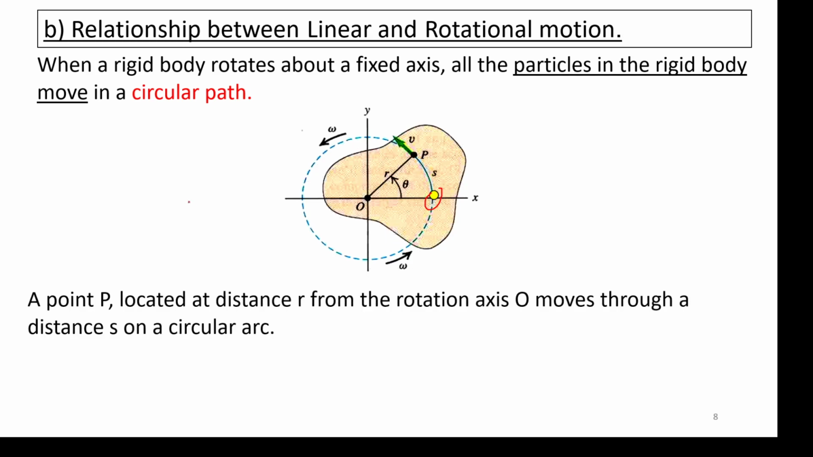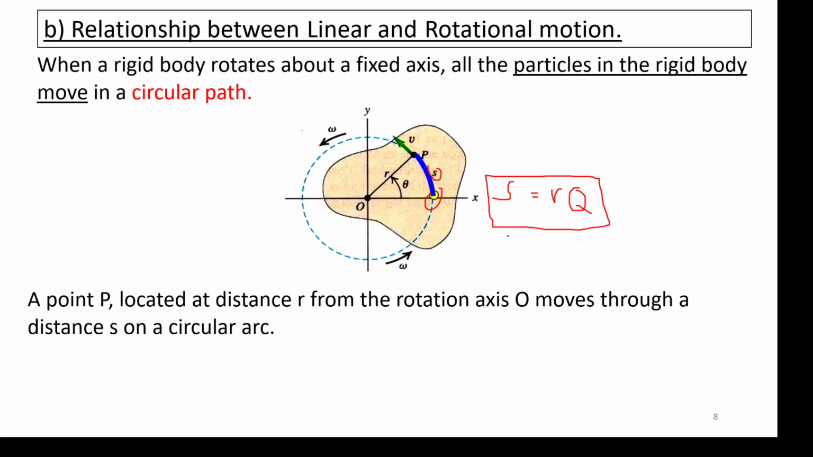So at point P, let's say we want to study the ball at point P, located at distance r from the axis O. It moves along a circular arc S, at a distance R from the axis O and an angle theta. So how do you find the arc length S here? You find it by multiplying the location R with the angle theta. So S equals R theta, which I'm sure you've learned in your SPM.